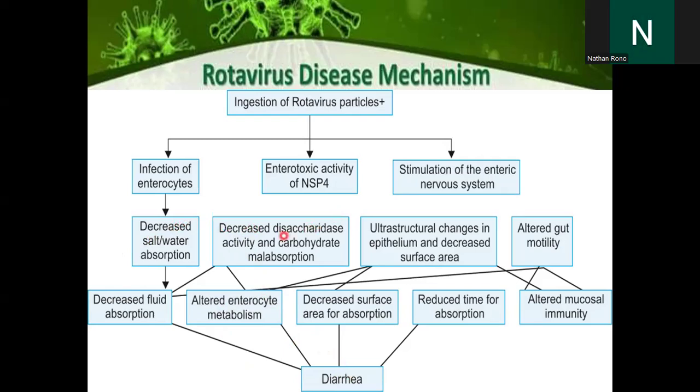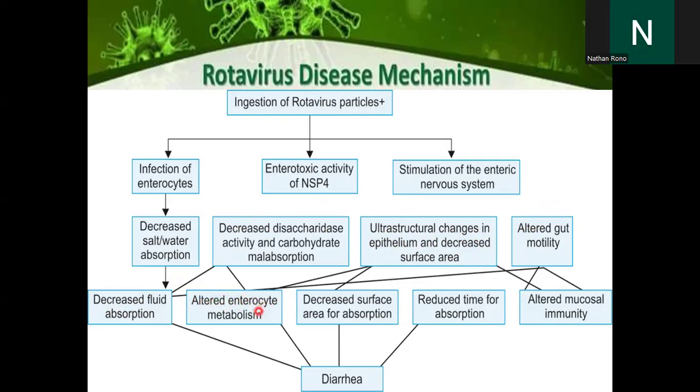Here, as I said, decreased disaccharide activity and carbohydrate malabsorption. As I mentioned, the decreased brush border enzymes. Ultrastructural changes in the epithelium and decreased surface area. Basically, this is destruction of the epithelium, okay? Then altered gut motility, which makes sense because if you have more water in the gut, food would be able to pass through. So this ultimately leads to decreased fluid absorption because you have a lot of fluid in the lumen, altered electrolyte metabolism. Remember, what is being leaked is not only water, but also electrolytes.